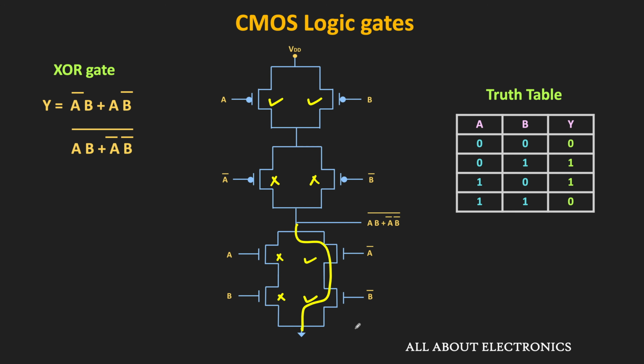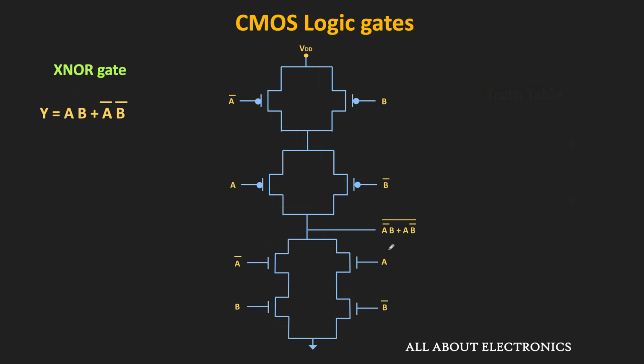That means in the first case, this output will remain low. And in the same manner, you can also verify the output for the other input combinations. So this is the CMOS implementation of the XOR gate. So lastly, now let us see the CMOS implementation of the XNOR gate.